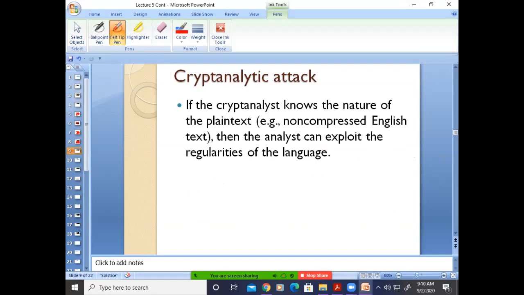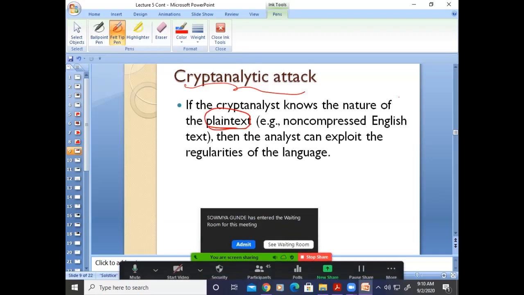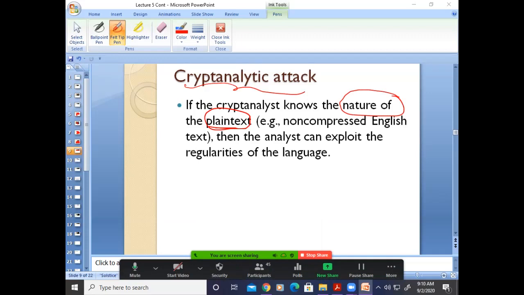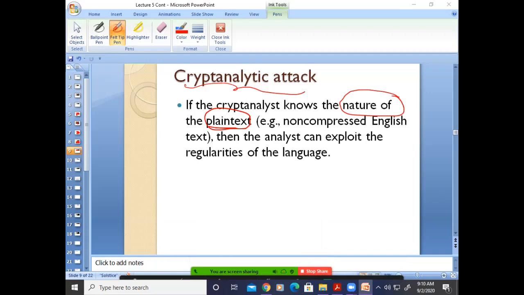So here also we may attack. But how? If we know the nature of the plain text, this is very, very important. Yes, we can crack the code if we know the nature of the plain text. Here, the example is non-compressed English text.